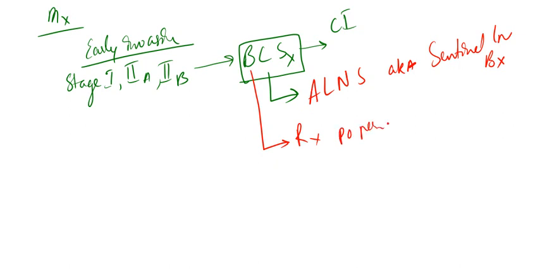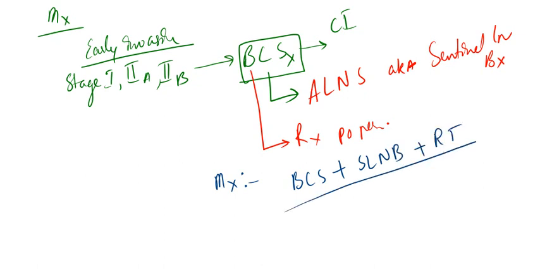Right? Now, if you want to keep it in a short form, what is the management? You will just keep it in one line, that is breast cancer surgery plus sentinel lymph node biopsy plus radiotherapy. This is the management for all these stages: stage 1, stage 2A, stage 2B, early invasive breast cancer.